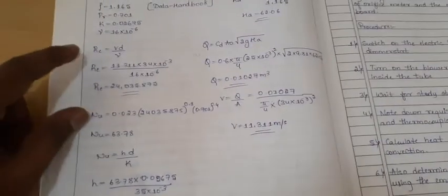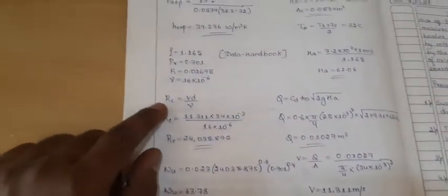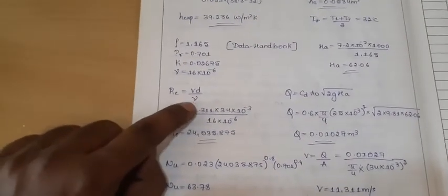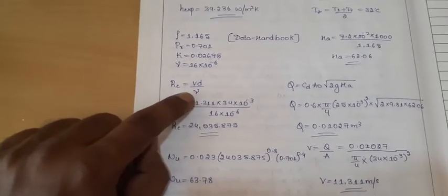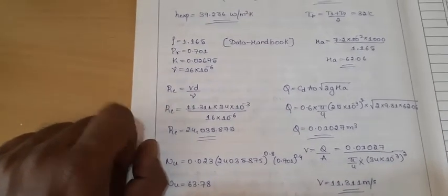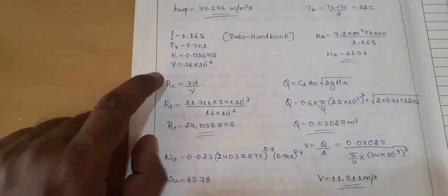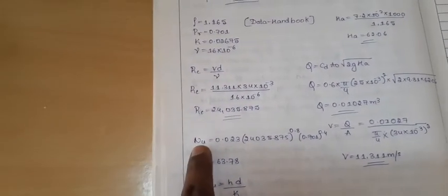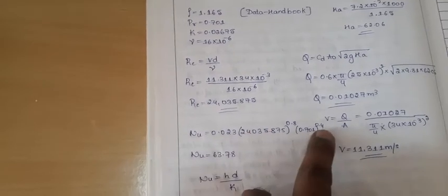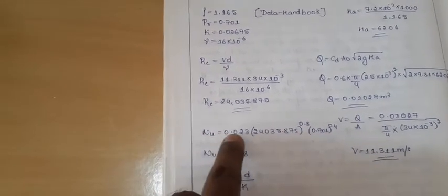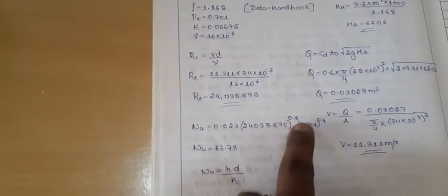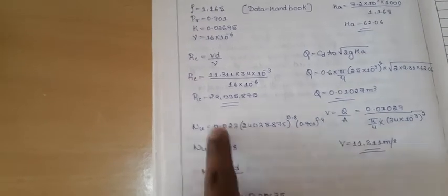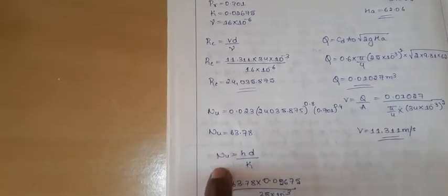Once you find the velocity, then comes the Reynolds number. Reynolds number is velocity into diameter by nu, where nu is a property of air found in the data book. Once you find the Reynolds number, based on it we have the Nusselt number formula, and this formula we are going to use: Nu = 0.023 Re^0.8 Pr^0.4. Find the Nusselt number, and we know Nusselt number is hd by k.